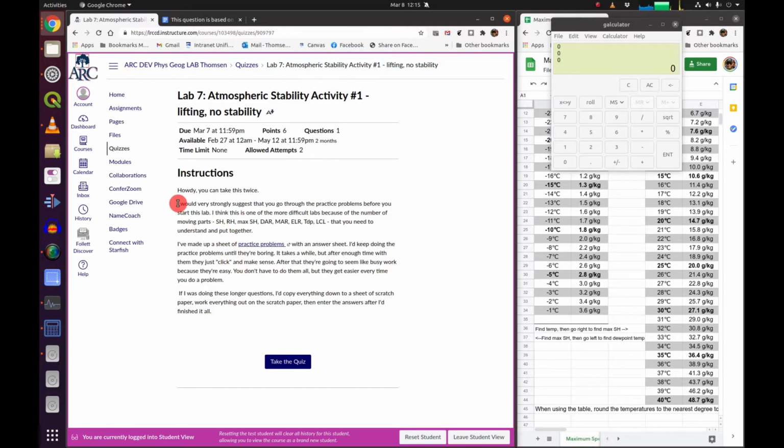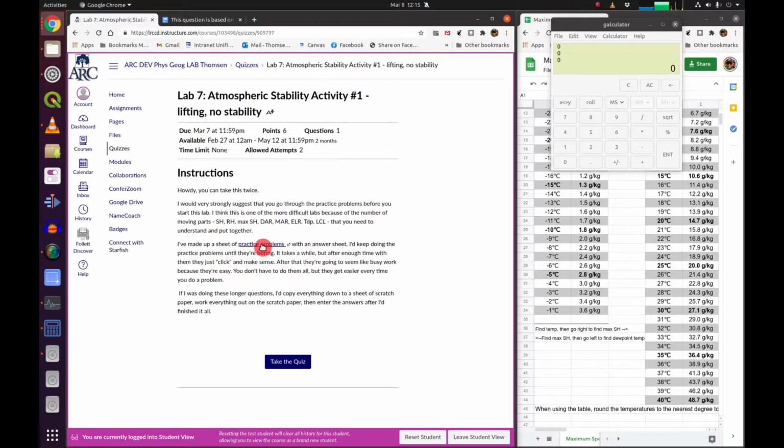Oh, look, I would very strongly suggest that you go through the practice problems before you start this lab. I think this is one of the more difficult labs because of the number of moving parts: specific humidity, relative humidity, maximum specific humidity, the dry rate, the moist adiabatic rate, the environmental lapse rate, temperature, dew point, and lifting condensation level. So you need to understand what each of those parts are and how they all fit together.